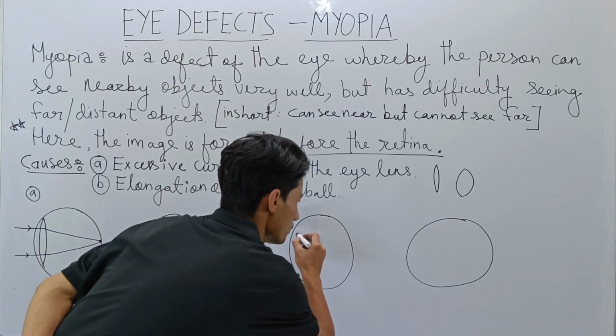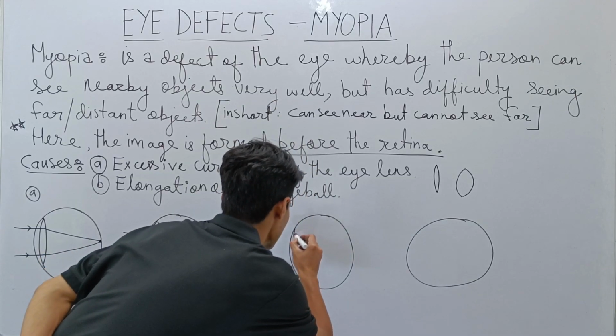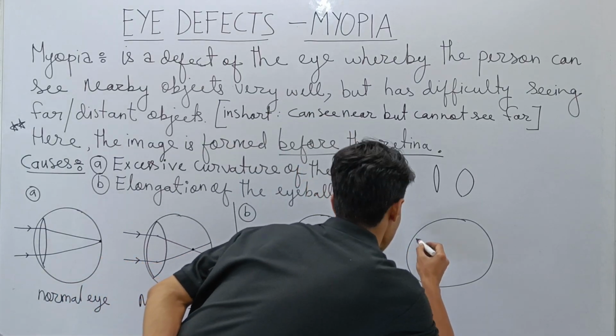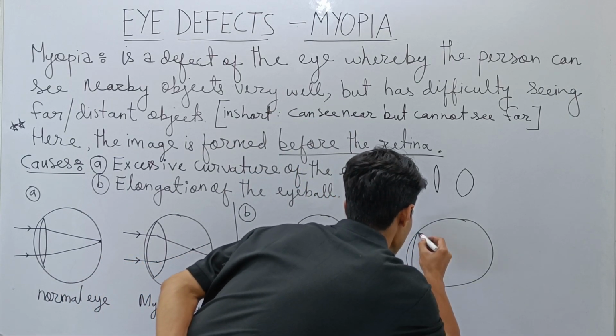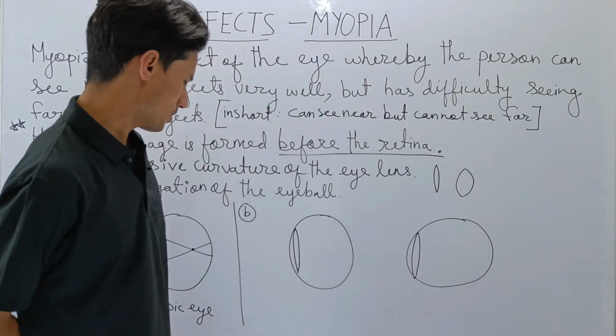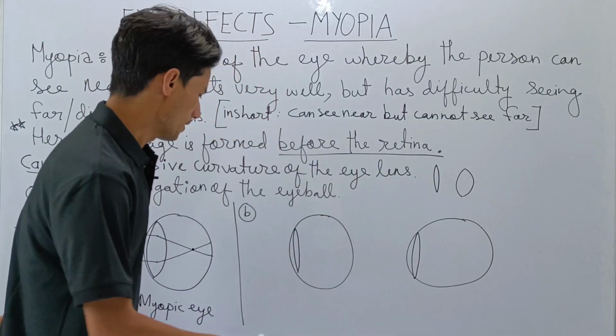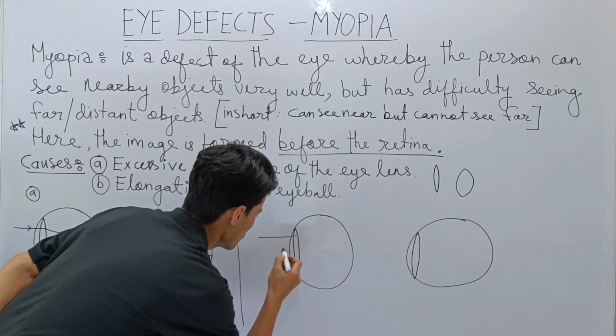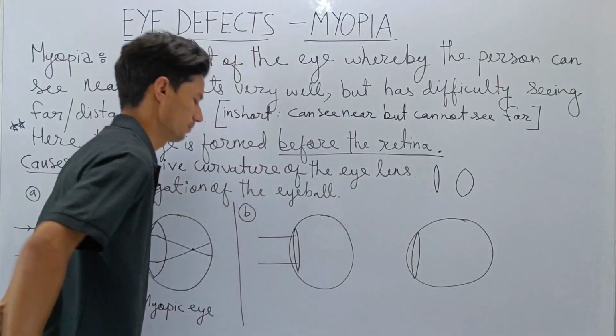So let me draw like this, and the same curvature I'll draw here also. Okay, so I'm drawing almost same. Okay, they are same only. So now two light rays from far distant object, so ray number 1 and ray number 2.